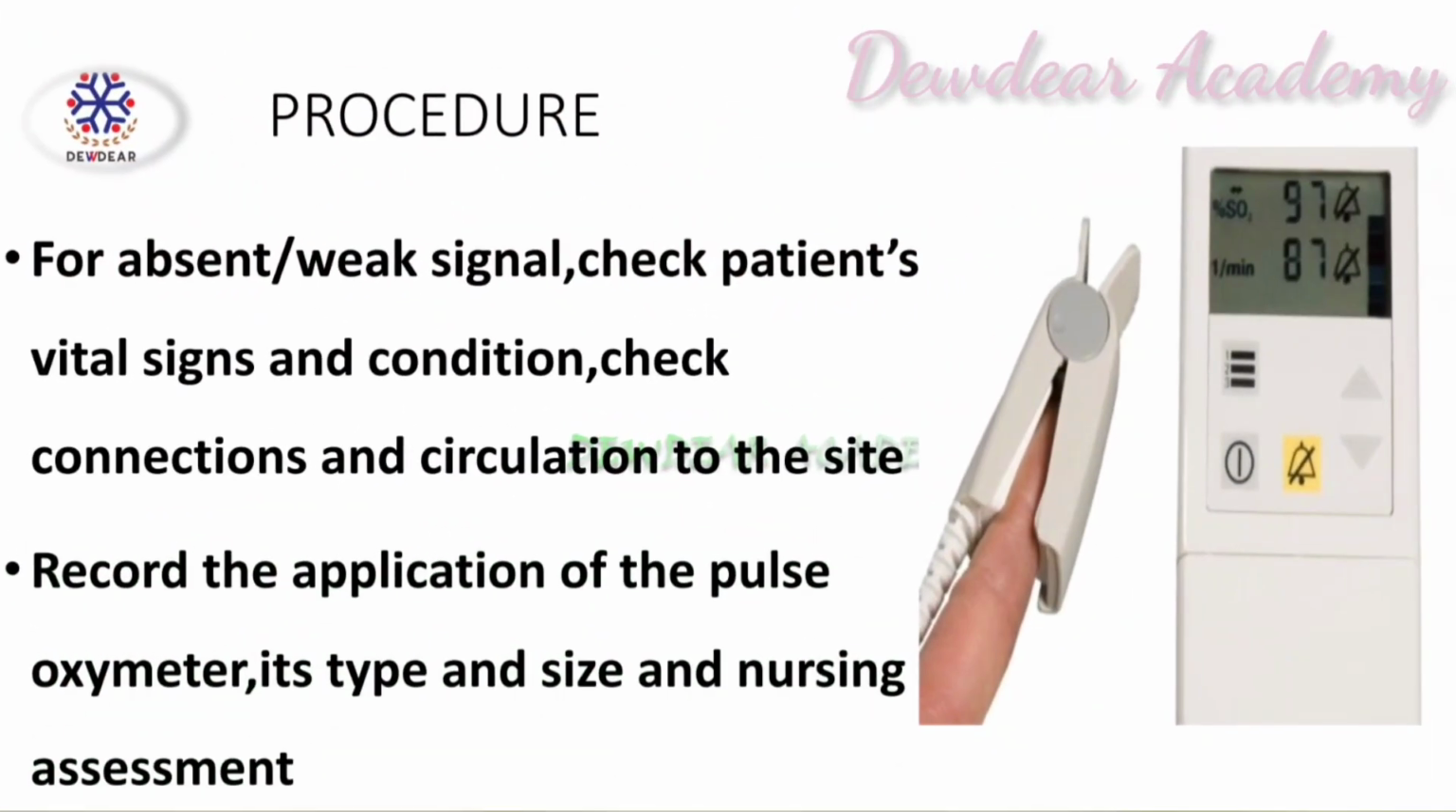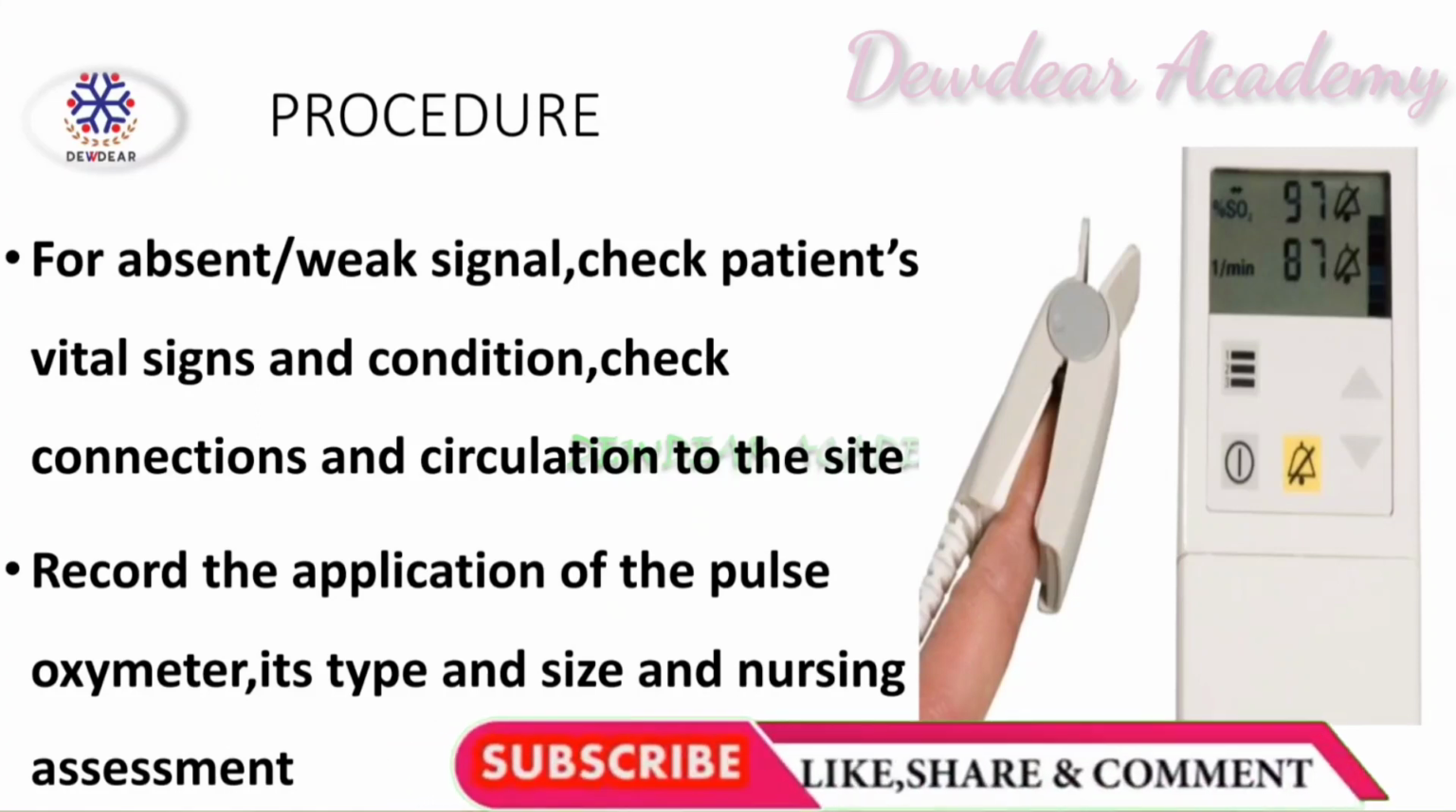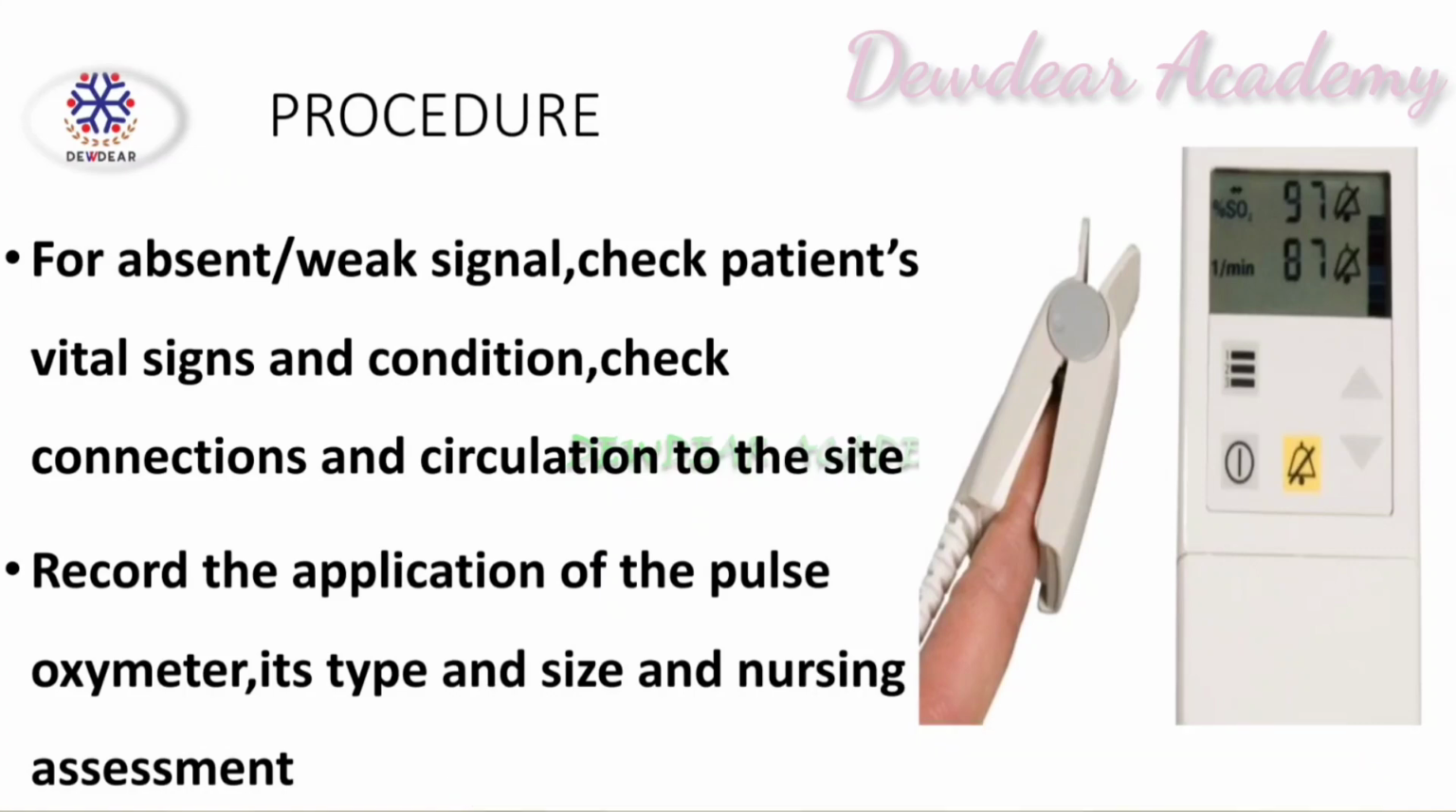So for absent or weak signal, check the patient's vital signs and condition, and check the connections and circulation to the site, and record the application of the pulse oximeter, its type and size. The nursing assessment can also be recorded.